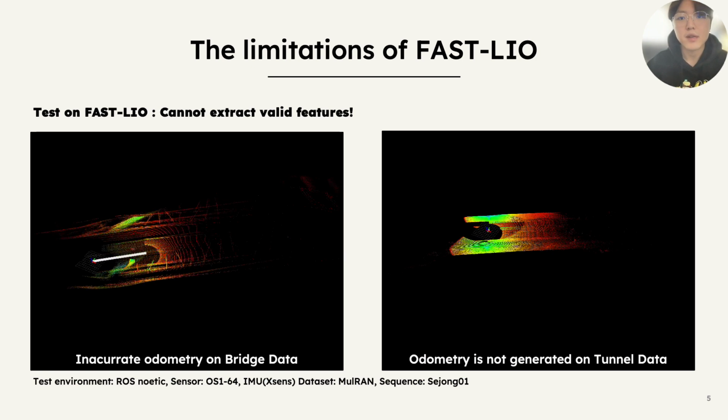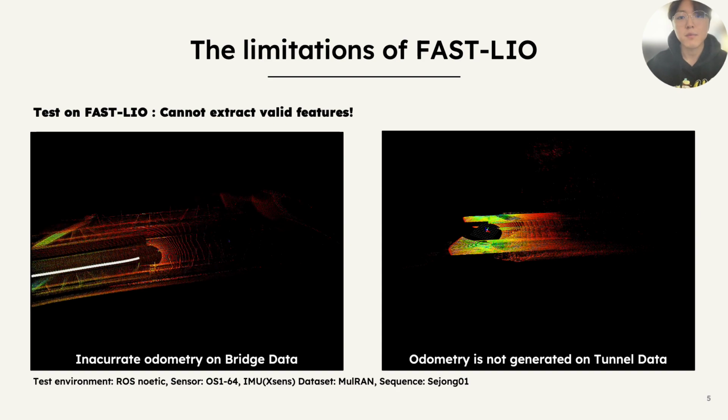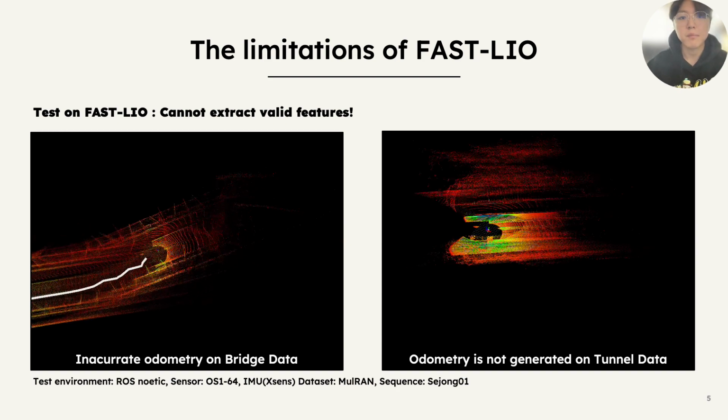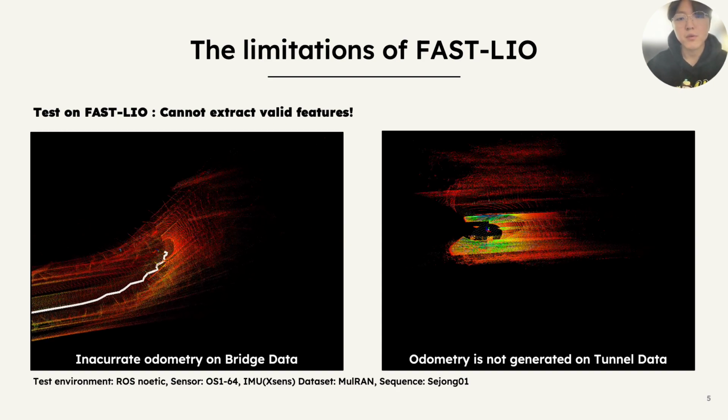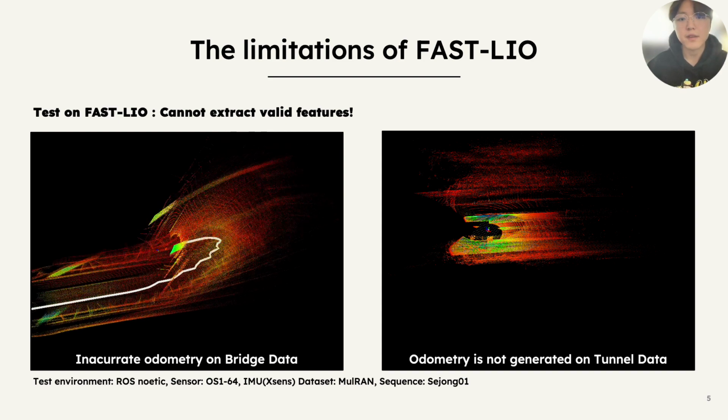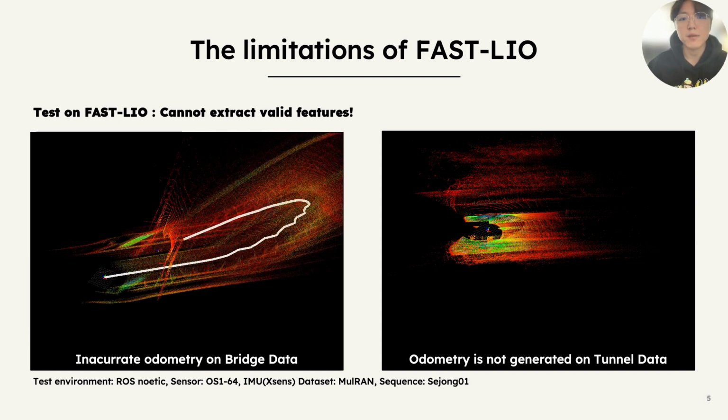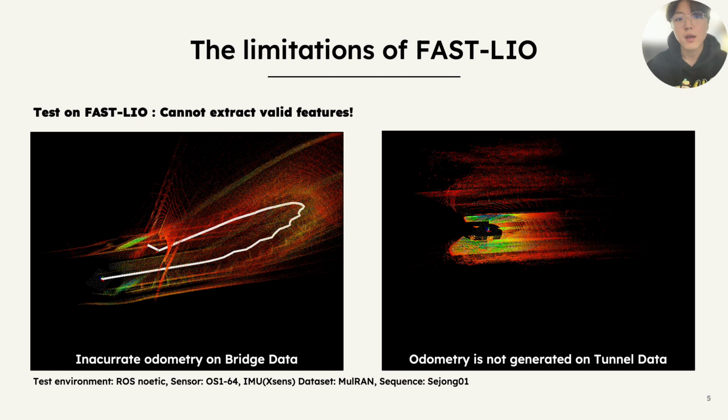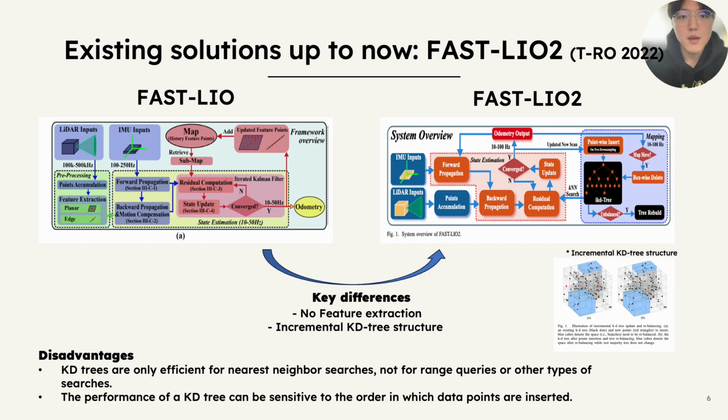However, FastLeo has limitations: feature extraction performance is highly dependent on the environment. The video above shows an experiment using FastLeo to generate a map from sensor data obtained from a car driving over a bridge and tunnel. As you can see, the system is obtaining inaccurate driving directions for both data. Due to the vulnerability of feature matching in FastLeo, a solution was introduced in FastLeo 2.